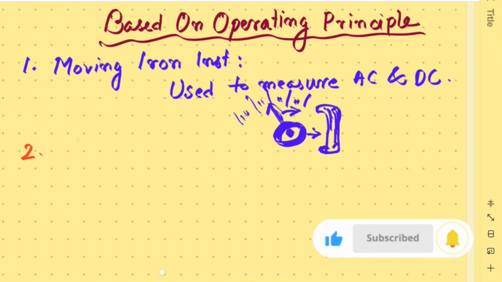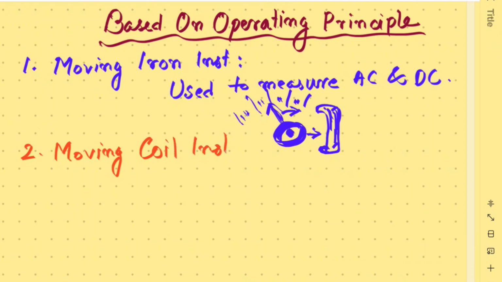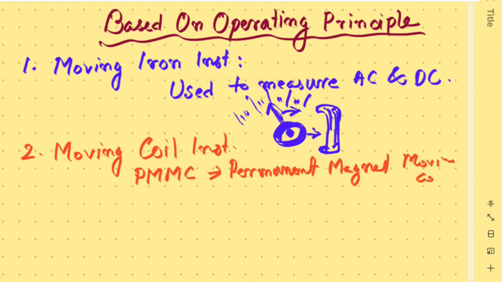The second one is the moving coil instrument. Sometimes it's called permanent magnet moving coil, PMMC. This is basically used for DC only. This type of instrument is only used in DC instruments like DC voltmeter and DC ammeter.